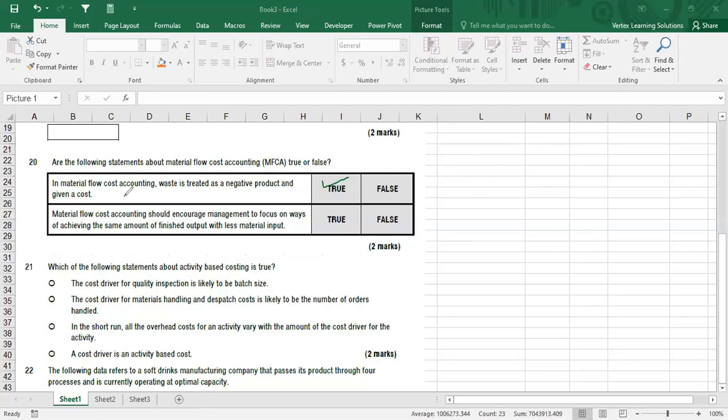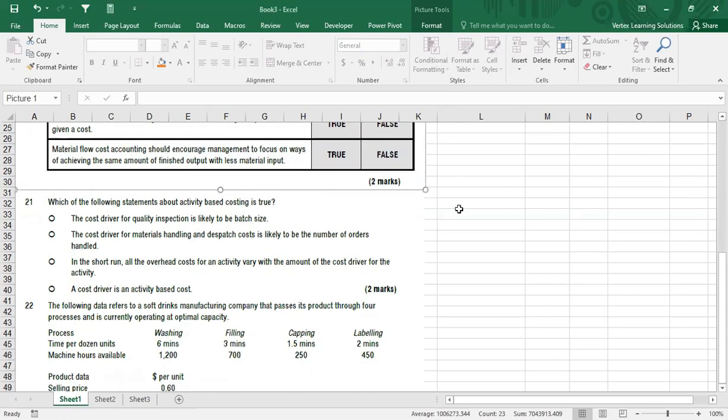We call it, and given a cost. So that statement is true. Material flow cost accounting should encourage management to focus on ways of achieving the same amount of finished output with less material input. This is also true. I don't want to explain it now because you guys have not seen that video so far. So just let me put these two answers. Both are true. And then we will move forward because our focus today is on throughput accounting.